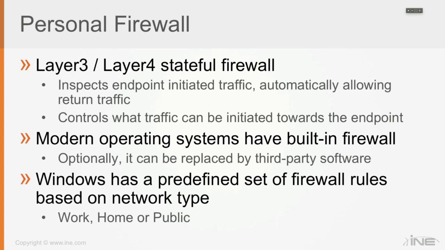Windows has a predefined set of firewall rules, for example, based on the network type. So when you connect to a new network, Windows is going to ask you, is that a work network, a home network, or a public network? Based on the network type you choose, it's going to make the firewall stronger or less strong. If you tell Windows it's a public network, then it's going to make the firewall policy stronger, more secure, because you're exposed to more danger in a public network as opposed to a work network or at home. So based on what you select there, a set of predefined firewall rules is going to be applied on that computer.